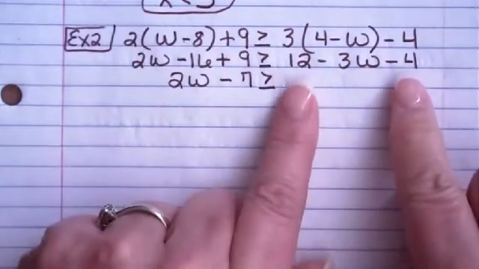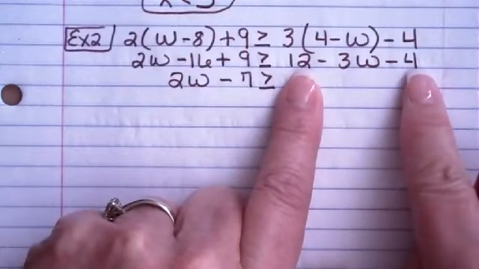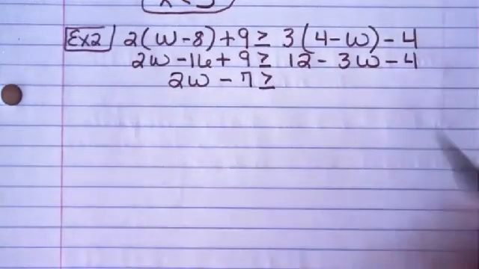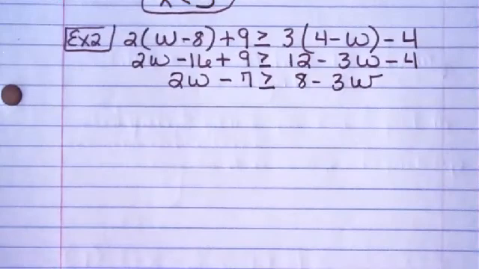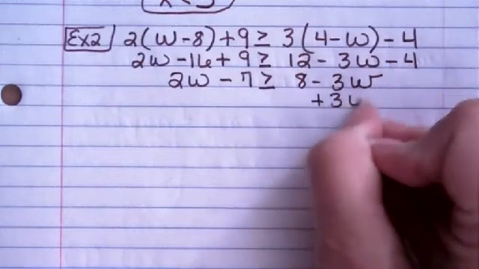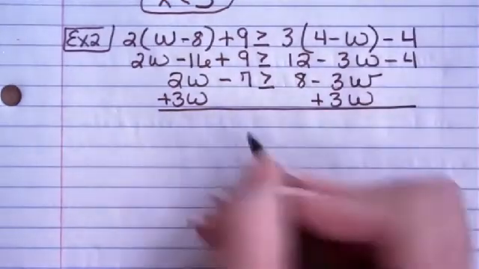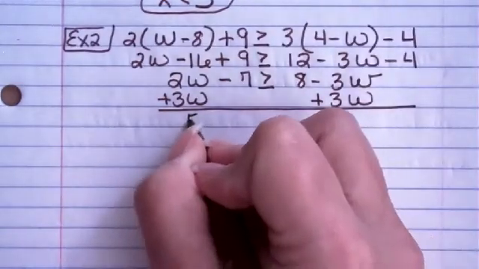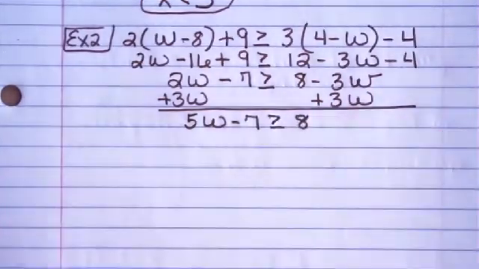Now, over here, my like terms are going to be the 12 and the minus 4. Okay, so 12 minus 4 is 8. So I'm going to have 8 minus 3w. Now, remember we said we're going to try to just go ahead and put our variable on the left side of the inequality. So let's do that. Let's add the 3w to both sides right here. So 2w plus 3w is 5w. That's the minus 7 greater than or equal to 8, just bringing everything else down.